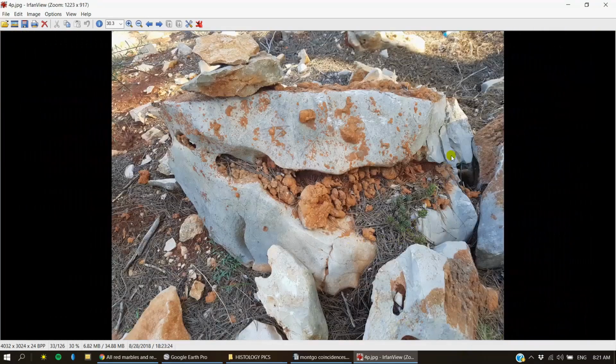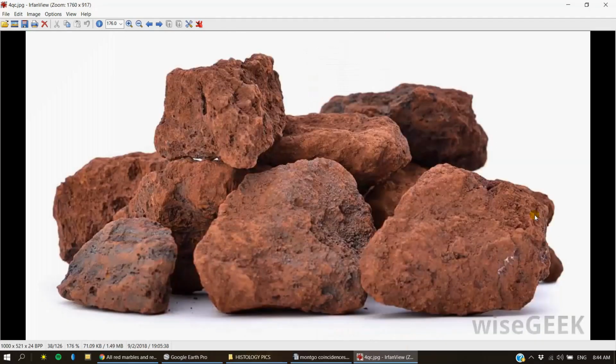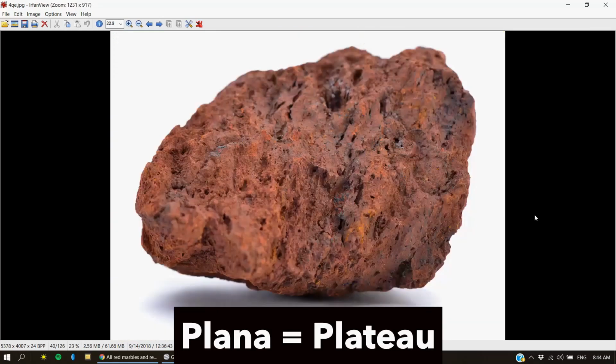This is also found all over the plateau. This is iron ore. And you can see here it's stuck to the sides of the rock, and all of these rocks are just filled with iron ore on the outside or in these channels, and it clumps up. If we look at the constitution of blood, you've got the red blood cells making up 45%, and then plasma, which we'll talk about a little bit later. So this is iron ore, and iron ore is found all over the plateau.